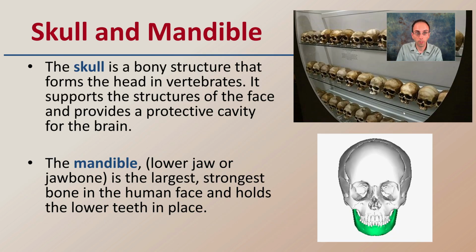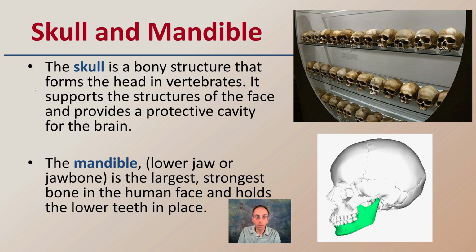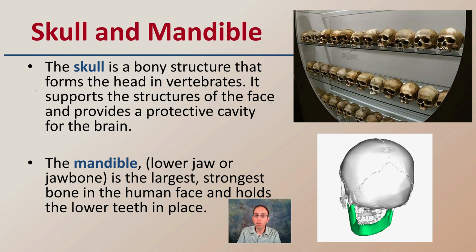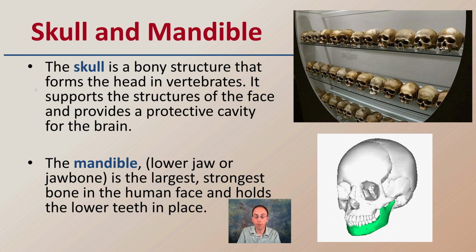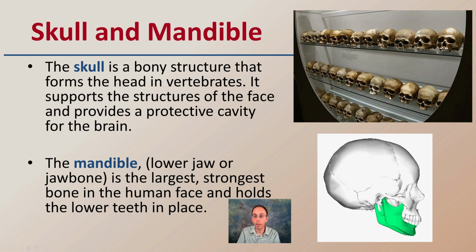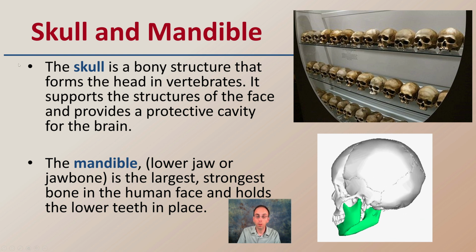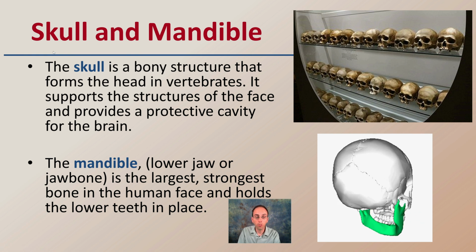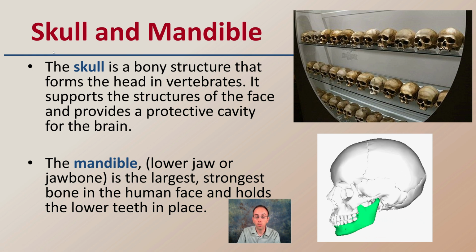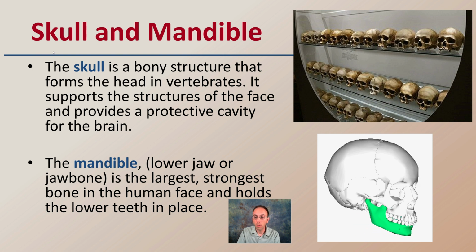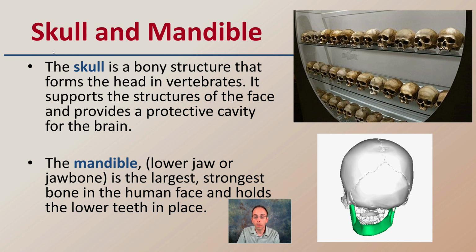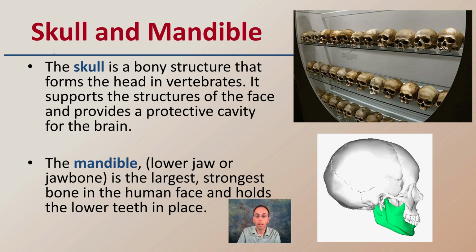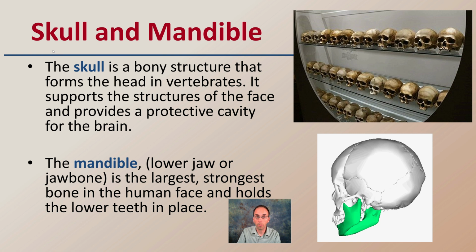or our pelvis. And here we have the skull and mandible. The skull is the bony structure that forms the head in vertebrates. It supports the structure of the face and provides a protective cavity for the brain, and over here we see a collection of skulls. The mandible is the lower jaw, or what's typically referred to as the jawbone, and is the largest, strongest bone in the human face, and it holds the lower teeth in place. In the image directly over here, we notice it's highlighted in green to show exactly where the mandible is located in distinct relation to the skull.